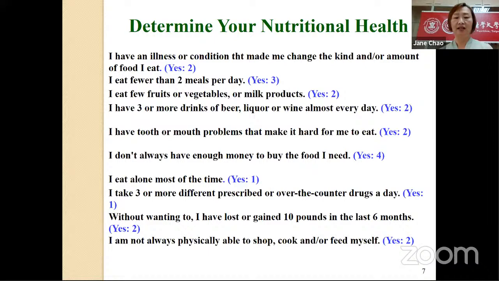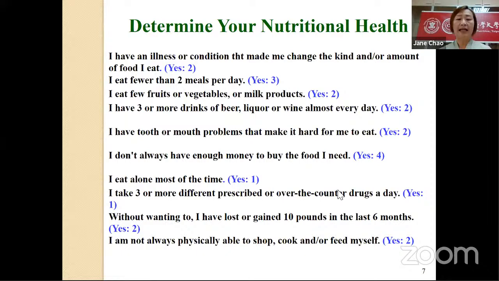So we'll go through the questions very quickly. The first question is, I have an illness or condition that made me change the kinds and or amounts of food I eat. Yes, 2 points. I eat fewer than 2 meals per day. Yes, 3 points. I eat few fruits or vegetables or milk products. Yes, 2 points. I have 3 or more drinks of beer, liquor, or wine almost every day. Yes, 2 points. I have tooth or mouth problems that make it hard for me to eat. 2 points. I don't always have enough money to buy the food I need. 4 points. You can see no money directly affects whether you can buy food, and that's the 4 points.